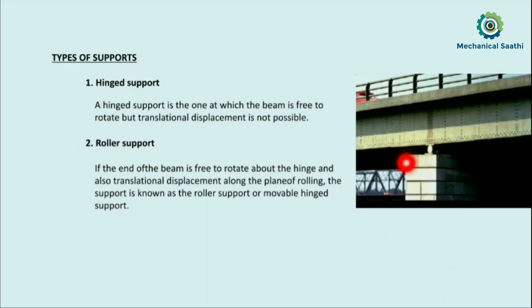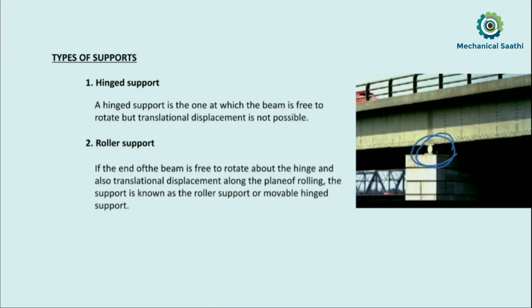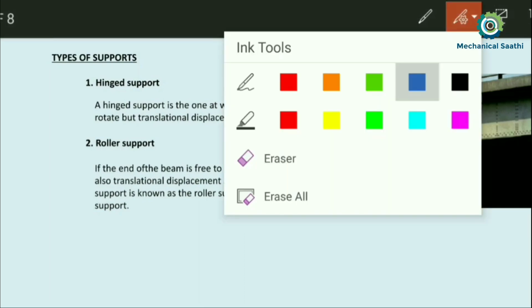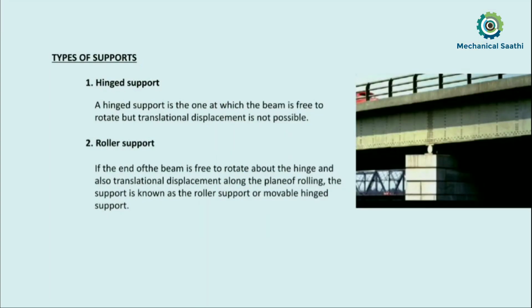Let us see the real life example where we can have a roller support. Here you can see an overbridge. Under the overbridge, mark this point, where you can see the roller support. Why is it basically used? In the case of any bridge, we use steel as the structural member, and steel has the property of expansion due to temperature variation.